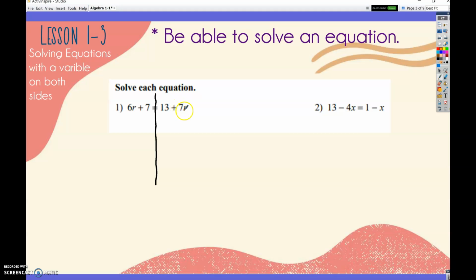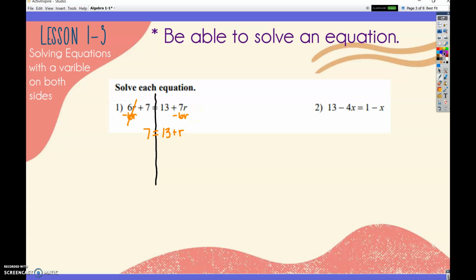I like to keep the r value positive, so since I have a plus 7r, I'm going to subtract 6r to cancel out 6r, take away 6r. But if I do it to one side, I have to do it to the other. This leaves me with my 7 equaling 13. 7 take away 6 makes 1.